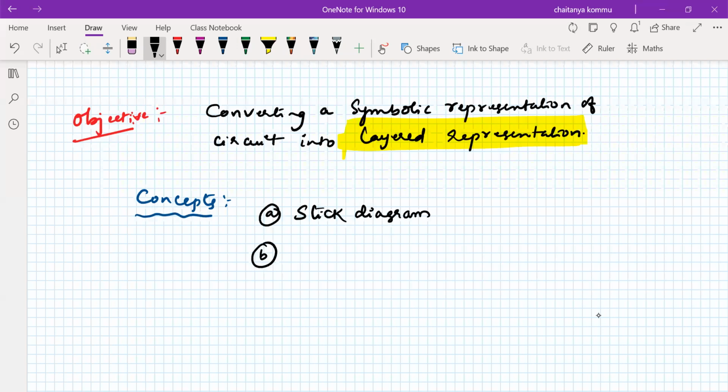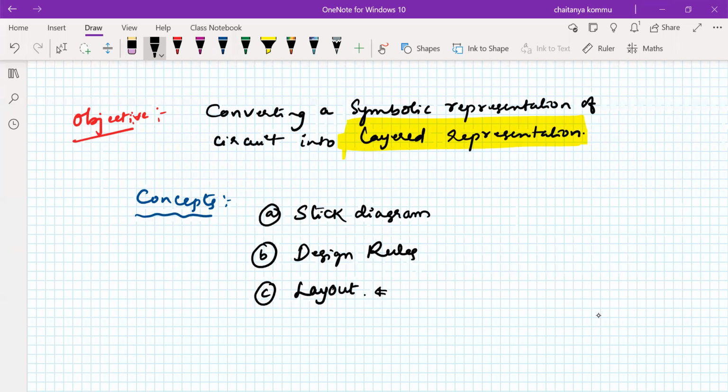Second one is we need to talk about the design rules. The third one is layout. So these concepts are very essential. Normally, the layer information, we put it in the form of a layout. This layout information, we have to give to the fabrication engineer, and fabrication will be done on a silicon chip.